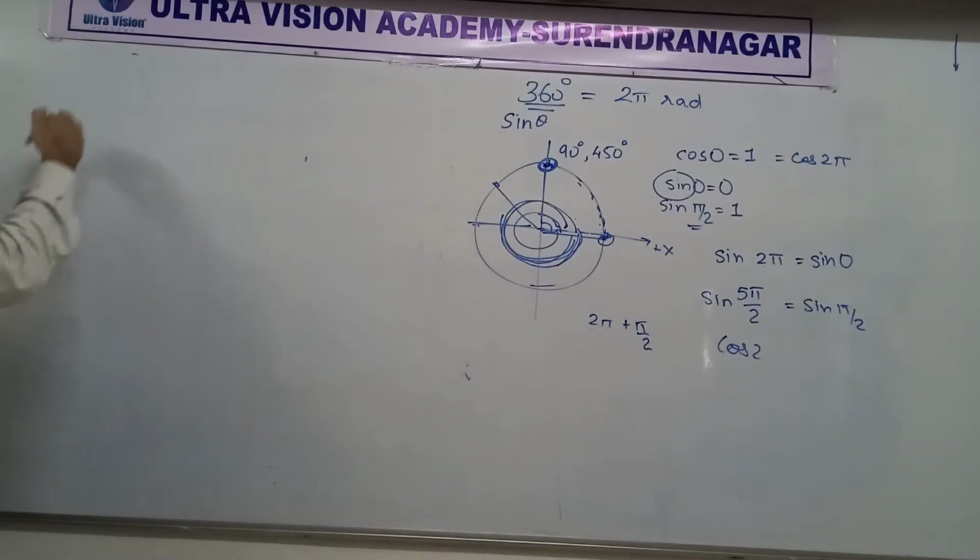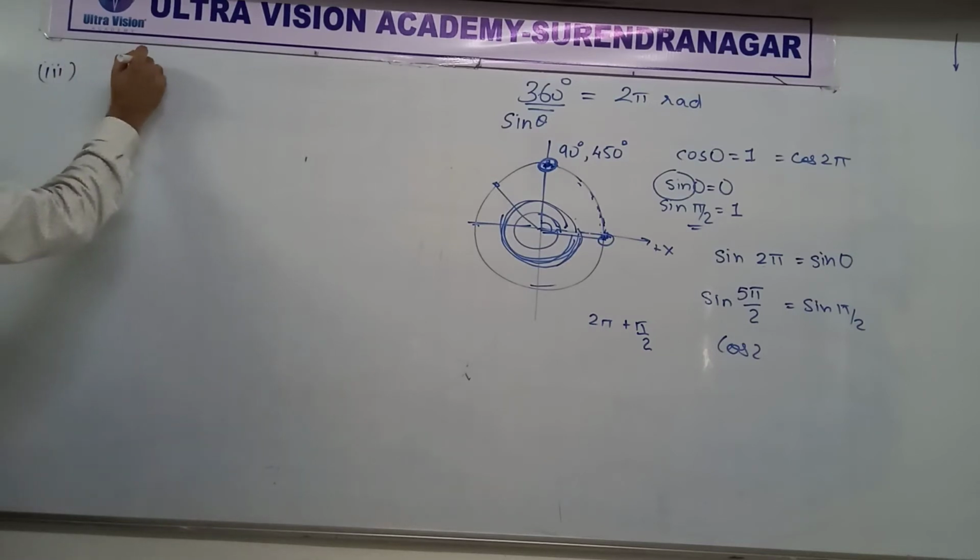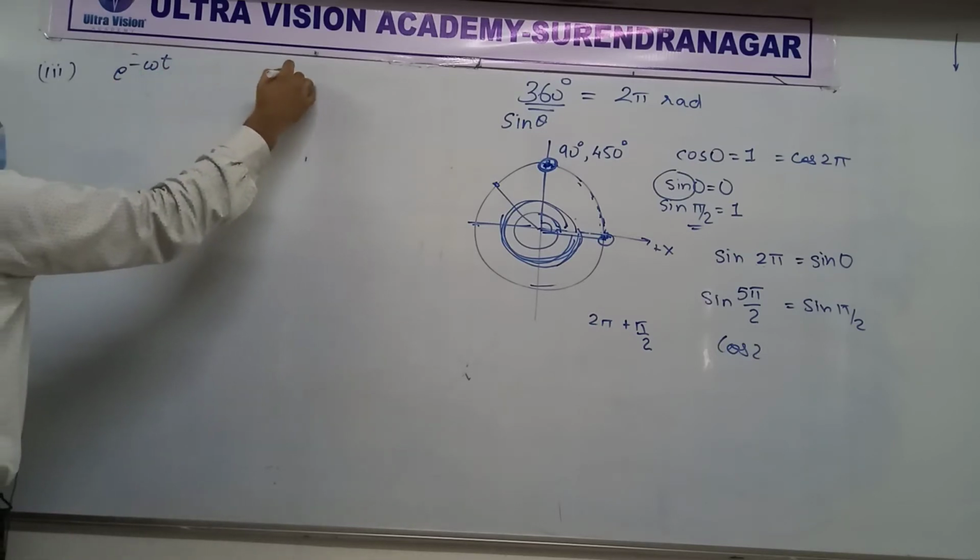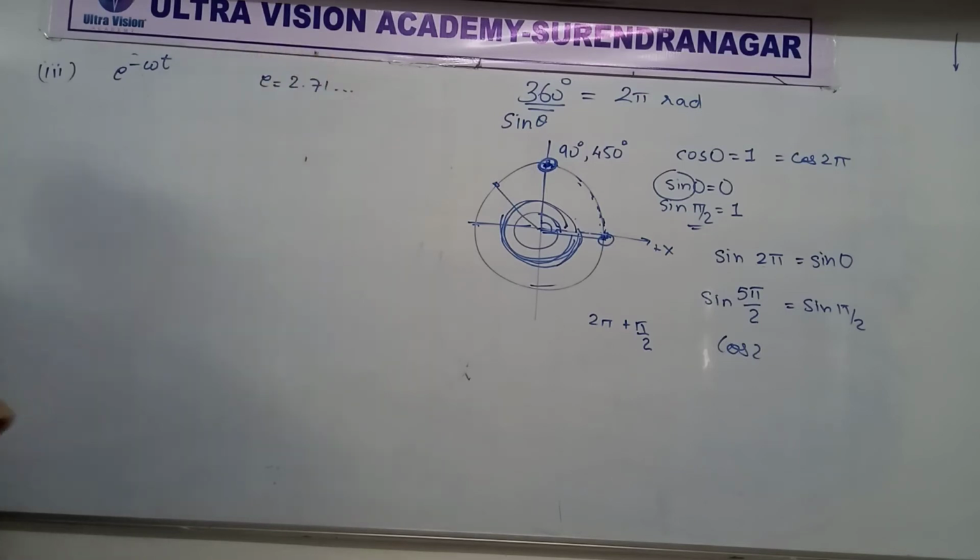Often, just by looking at it, we can decide. So third question is e raised to minus omega t. Okay. E stands for that number, which is 2.71 and so on. Okay. It could be any number. For example, it might be 2 raised to minus omega t. Then also the answer will not change.